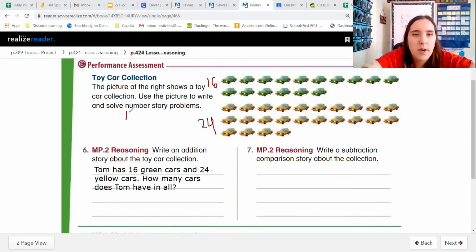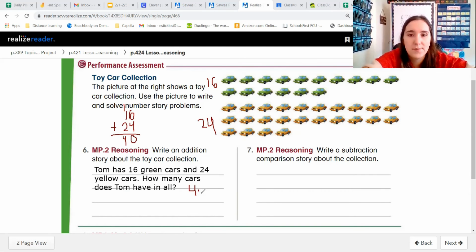Well, I know if I do 16 plus 24 like this, and I stack them up, that's a weird addition sign. And I stack them up, 6 plus 4 is 10. So that's 0 ones. You guys don't forget, you have to put the zeros here, even if your ones equal 10 or 20 or 30. You have to put a 0 there. And then my 1 ten goes over here in the tens column. And 1 ten plus 1 ten plus 2 more would be 4 tens. So he has 40 toy cars in all.